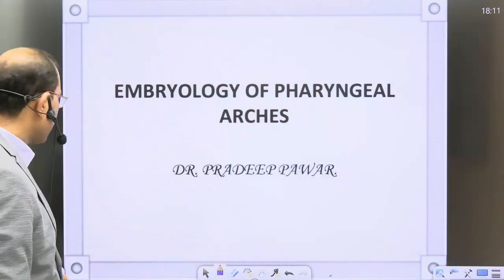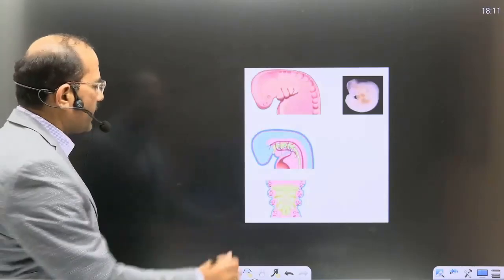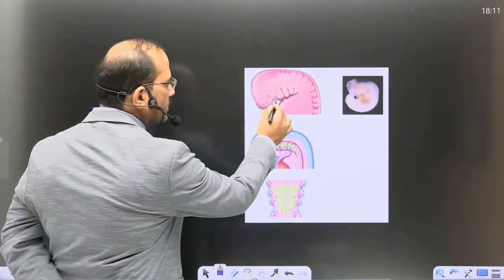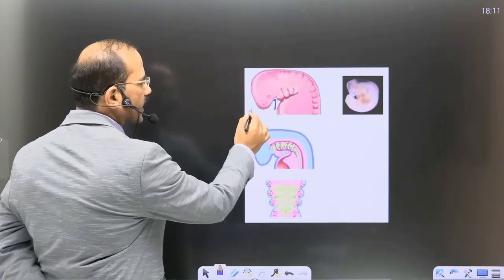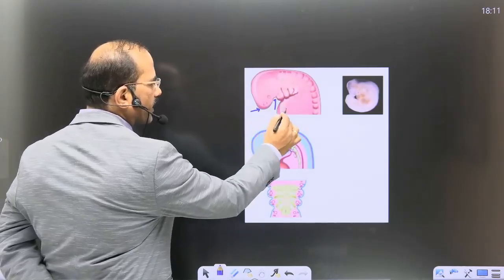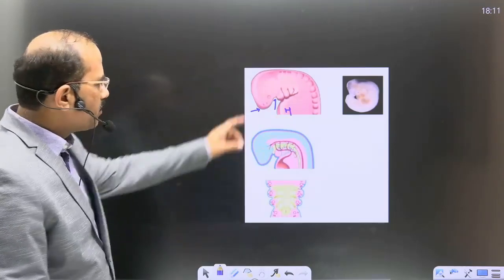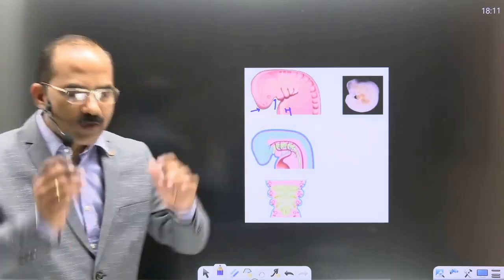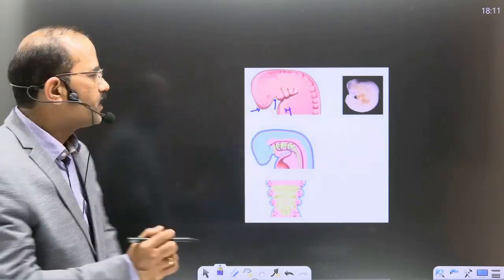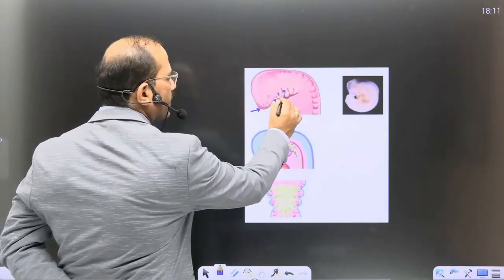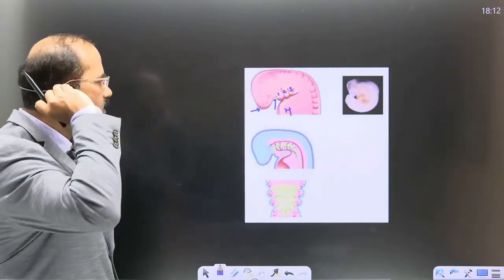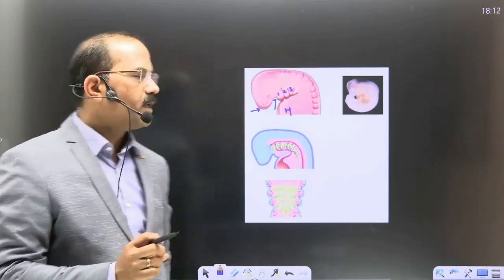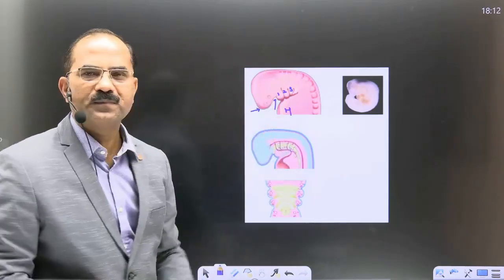Have a look at this slide. So that's the developing mouth. This is the mouth here of the embryo. That's the brain, and that's the developing heart. So the mouth is lying between the developing brain and the developing heart. And now we get a series of arches here. Now this is the first arch, second arch, third arch. Okay. Now these arches come to lie in this area.